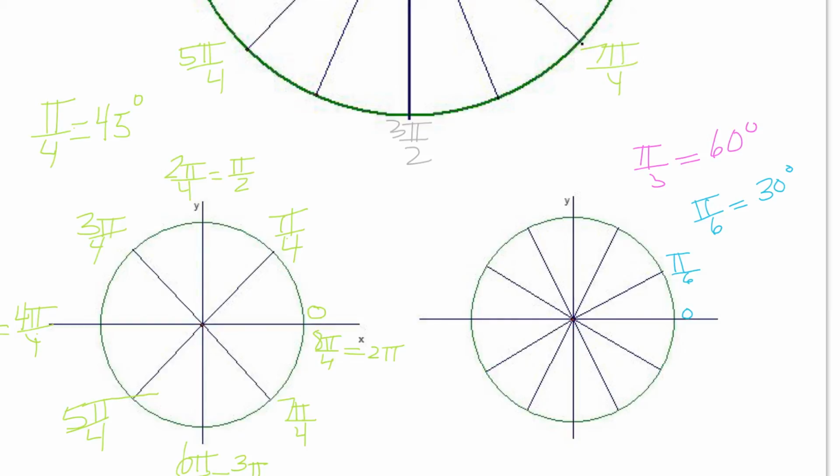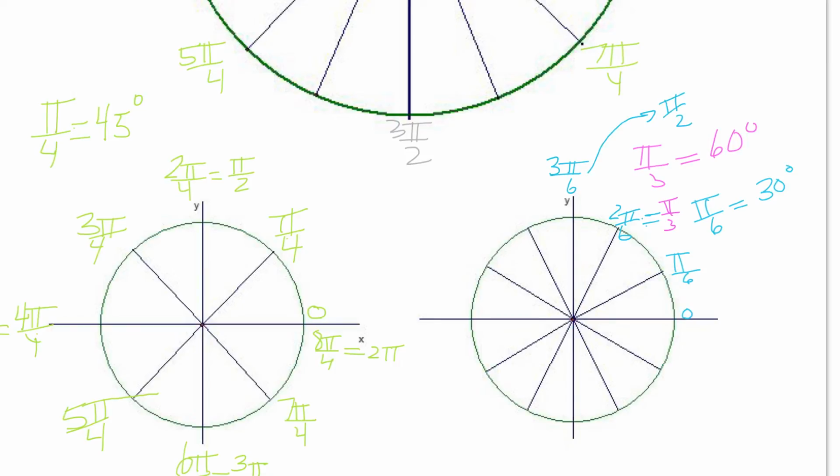Then if we get to the next part, we would get 2 pi over 6. So this would be 2 pi over 6, but 2 pi over 6 simplifies down to pi over 3. So we get 2 pi over 6, which is the same thing as pi over 3. And then if we continue to count, we would get 3 pi over 6 up here on the top. And 3 pi over 6 is the same thing as pi over 2.